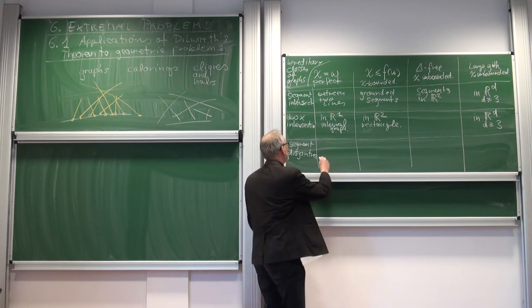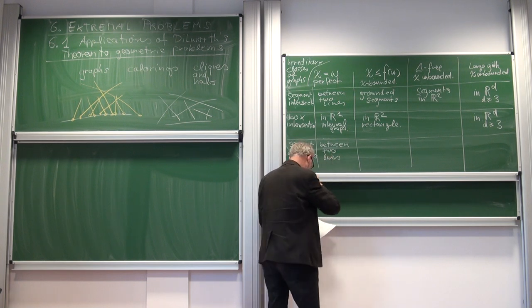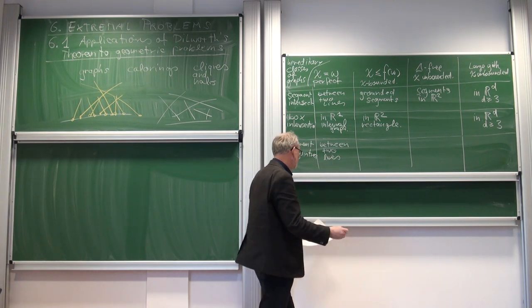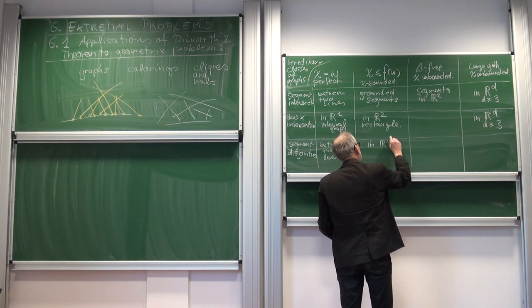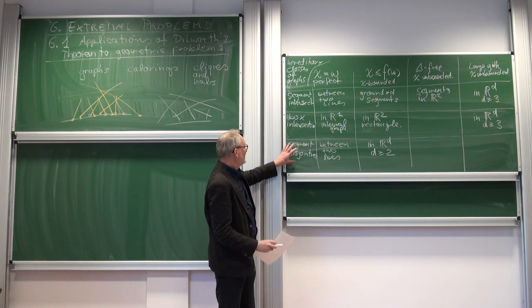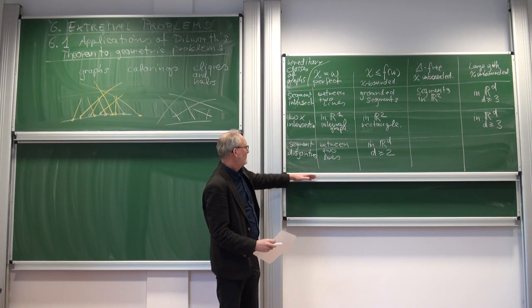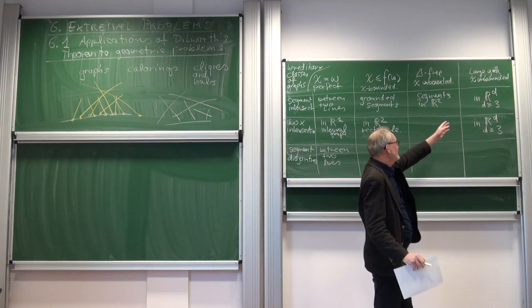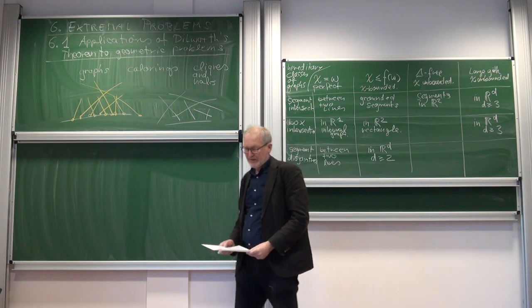So between two lines, we are here, and in any Rd, d at least two, we are here. So this family of graphs is better behaved than the segment intersection graphs, where you have examples on this side.